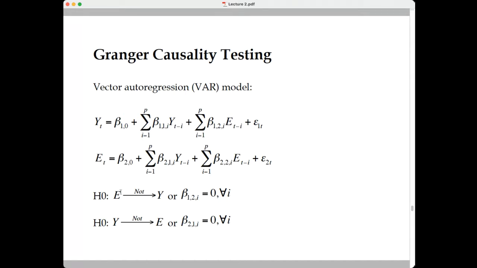And then there are tests. The null hypothesis is that energy doesn't Granger cause GDP, and that can be tested by restricting some of these coefficients, and vice versa, that GDP doesn't Granger cause energy. What does it mean? It means that when we look at the past history of GDP, does energy add any explanatory power to this regression that's not explained by the past history of GDP? The downside of this method is it doesn't include any contemporaneous effects, because it depends on a lagged effect.